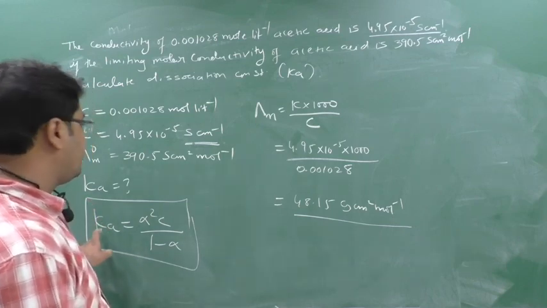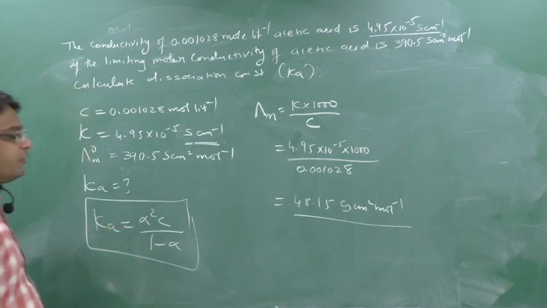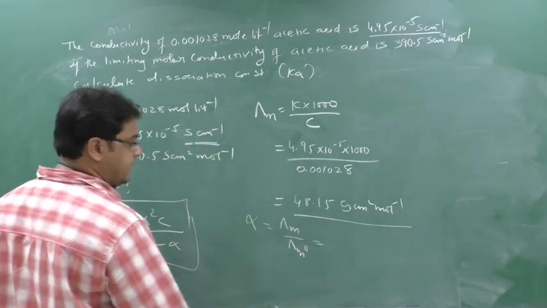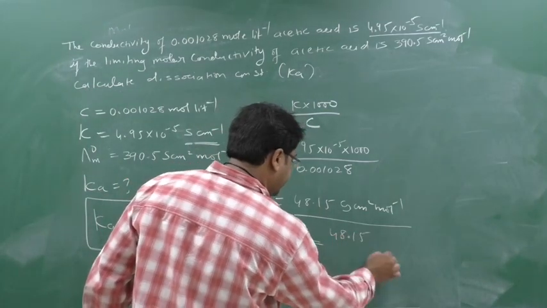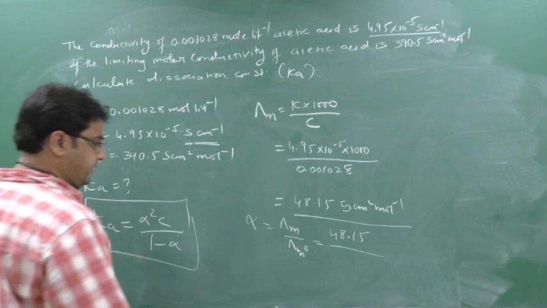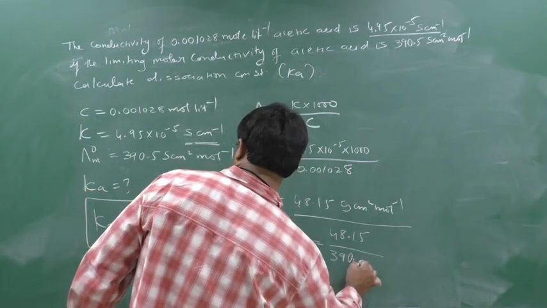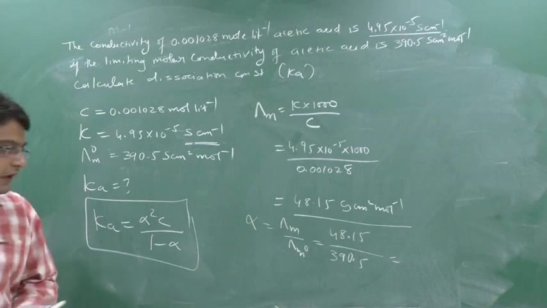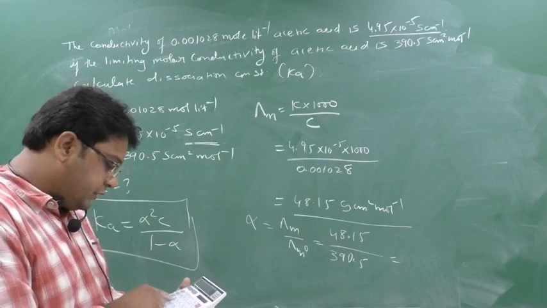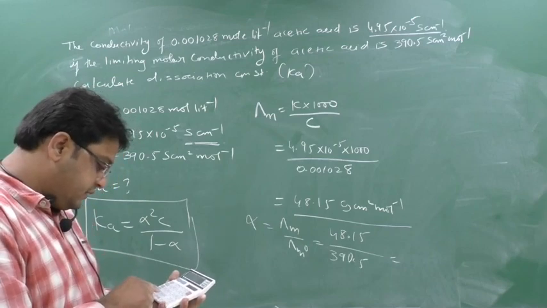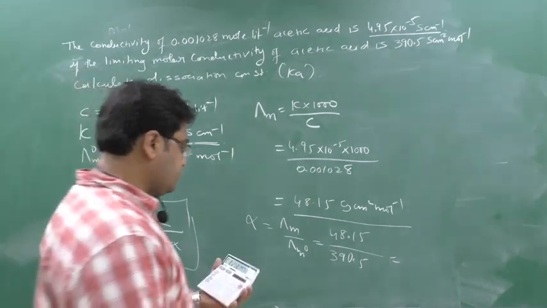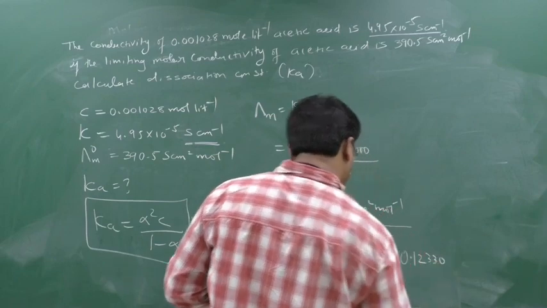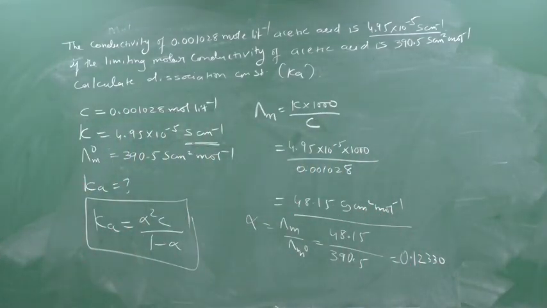Now what did you determine? Ka. So for Ka what do we require? Alpha. Alpha means nothing but lambda m by lambda m naught. The value of lambda m is 48.15, divided by lambda m naught. How much have they given? 390.5. So I will get 48.15 divided by 390.5, which is 0.1233. This I will get. Okay, so I got the value of alpha.